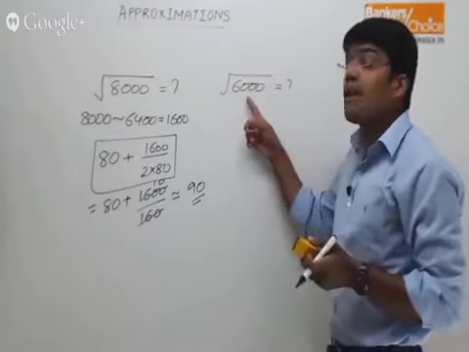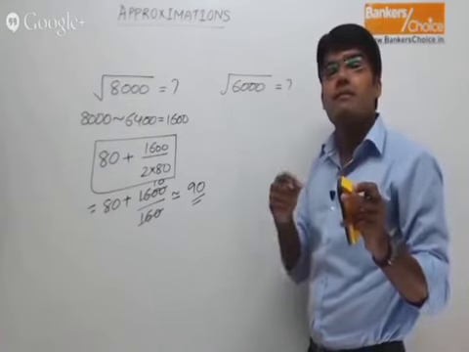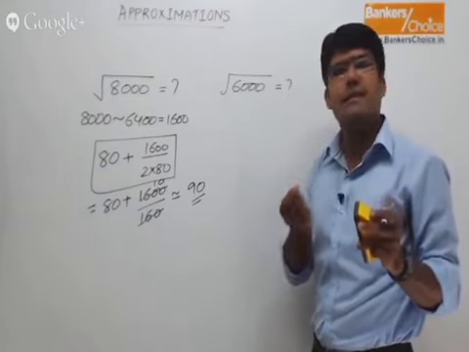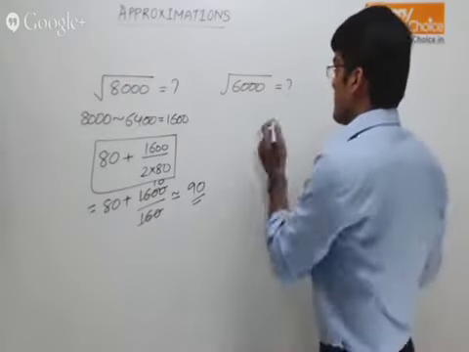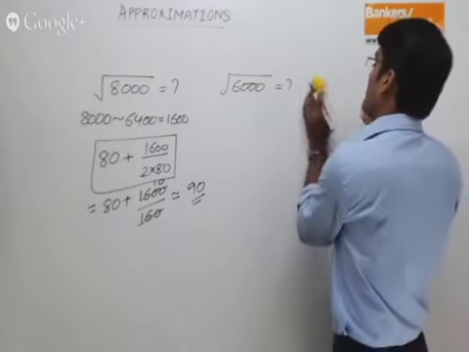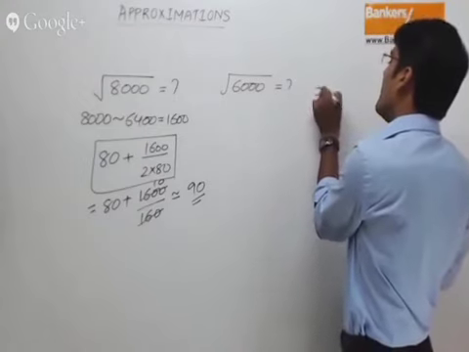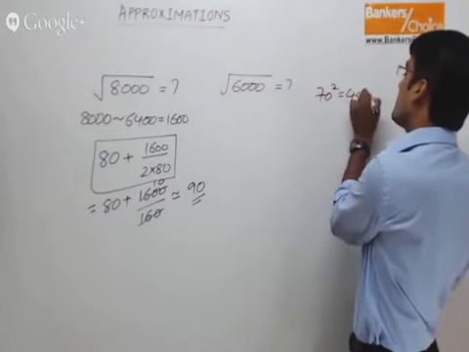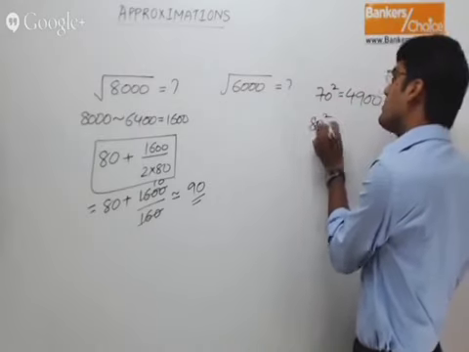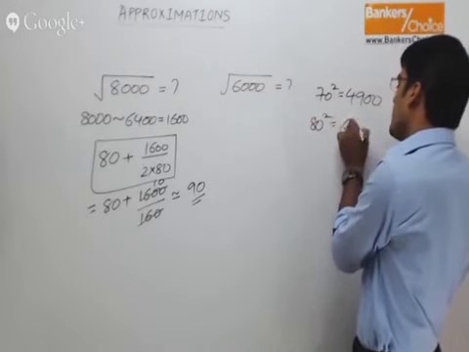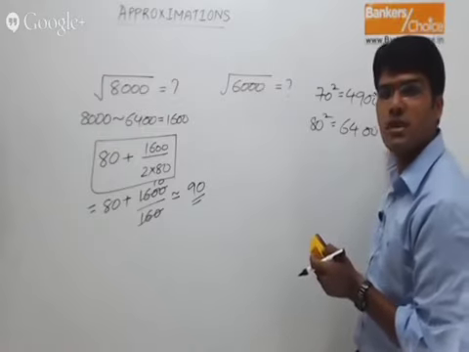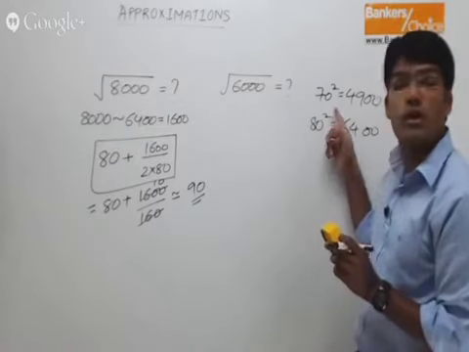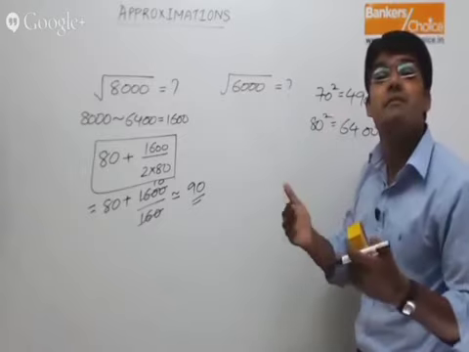Again, 6000 falls between which 2 squares? 60 squared is 3600, 70 squared is 4900, 80 squared is 6400. Yes or no? So let's take 70 squared. 70 squared is equal to 4900. What is 80 squared? 80 squared is 6400, and the given number 6000 here is between 4900 and 6400. So clearly the answer has to fall between 70 and 80. But where exactly between 70 and 80?